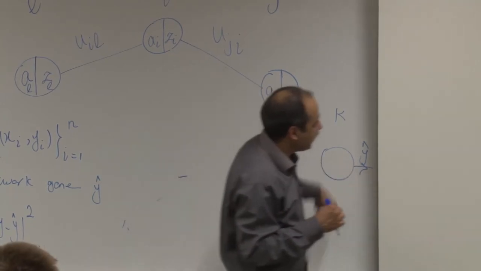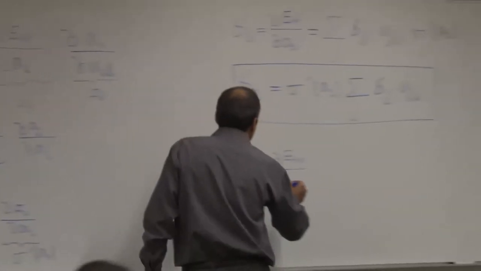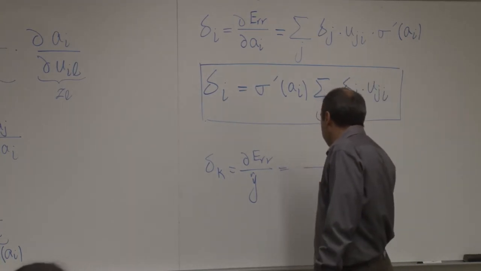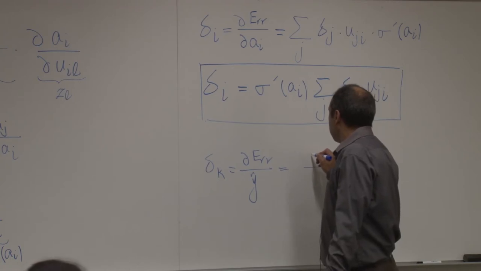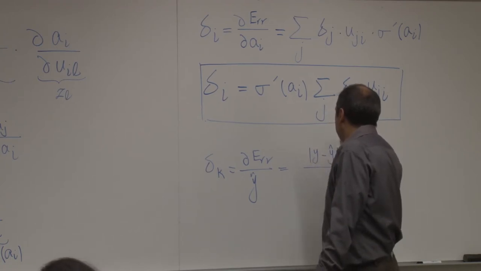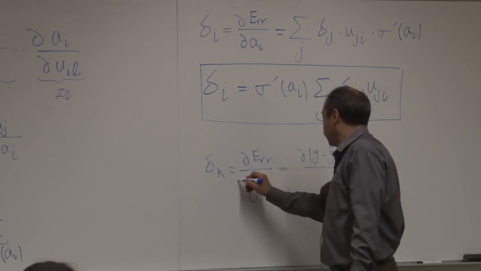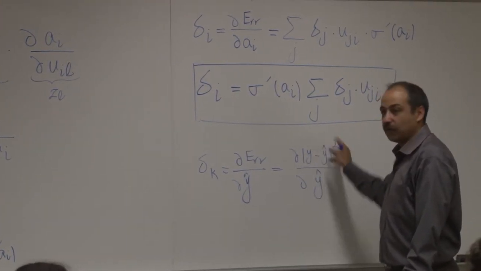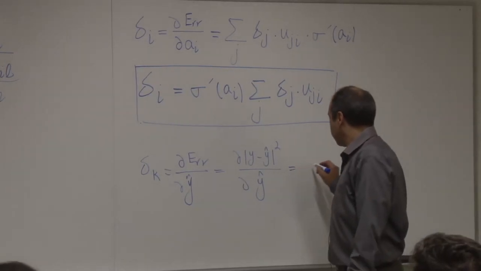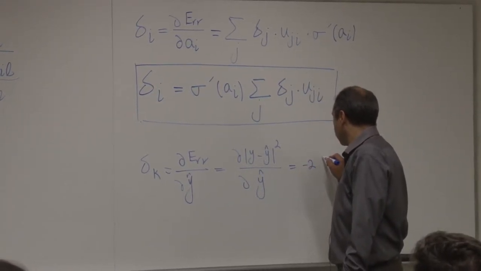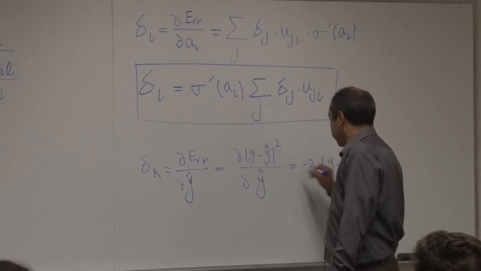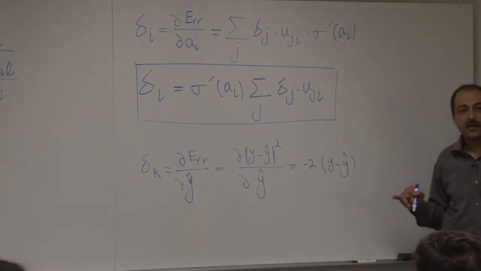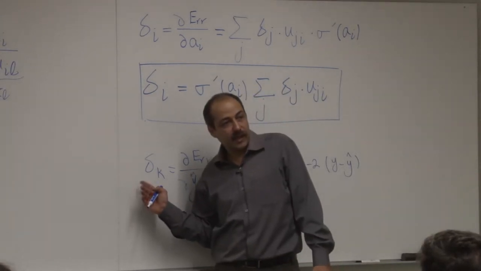In this case, I have to take the derivative of error with respect to y hat. I can take this derivative because my error function was y minus y hat squared. If it's a scalar, I don't need the norm, so it's basically negative 2 times y minus y hat. So I can compute delta for level K.